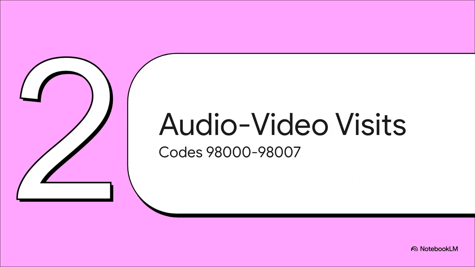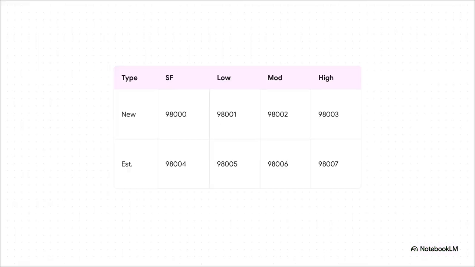Moving right along to Section 2, let's talk about synchronous audio-video visits. These are your real-time, interactive encounters covering codes 98000 through 98007. Now, this matrix right here is honestly perfectly structured. You can select these codes based on either medical decision-making, your MDM, or the total time spent on the date of the encounter. Here's how it flows.